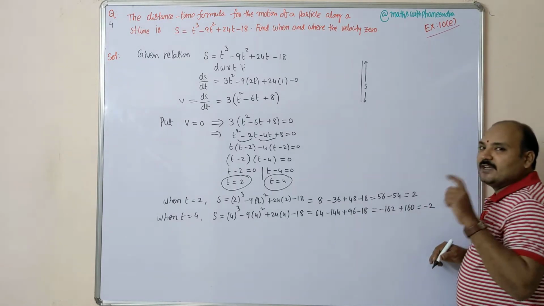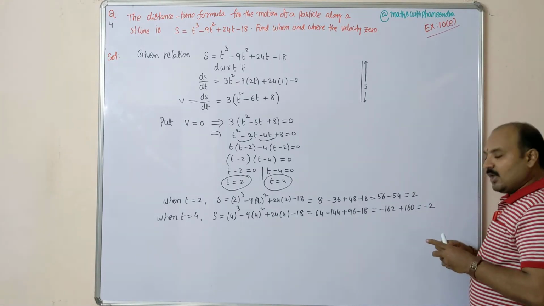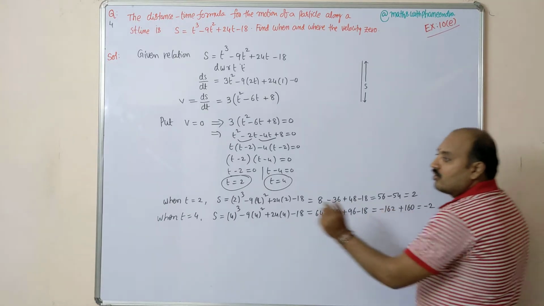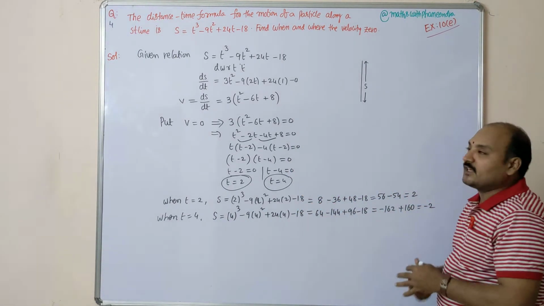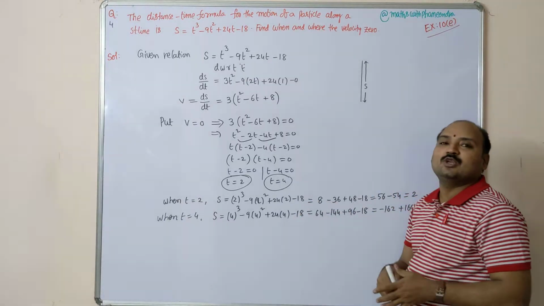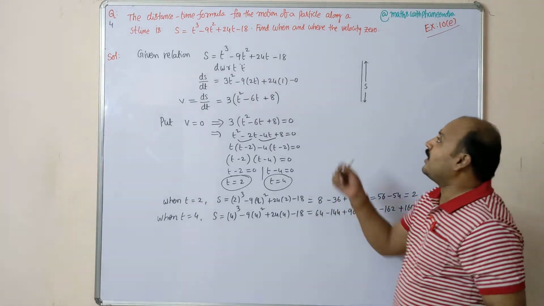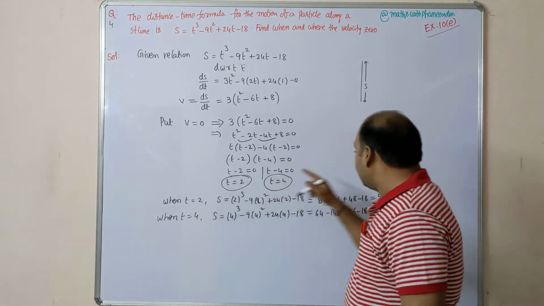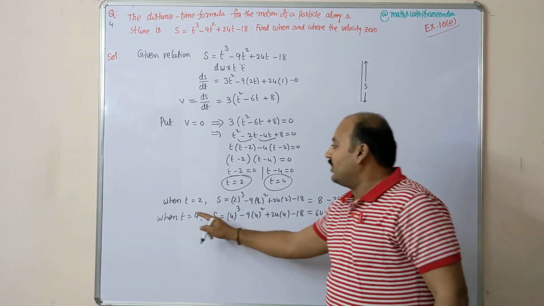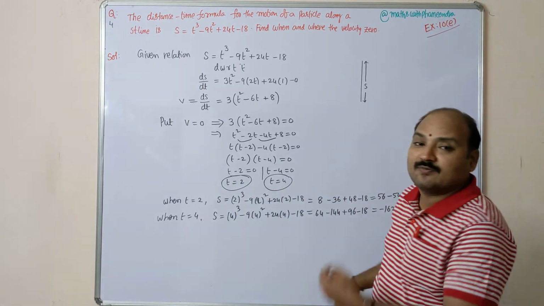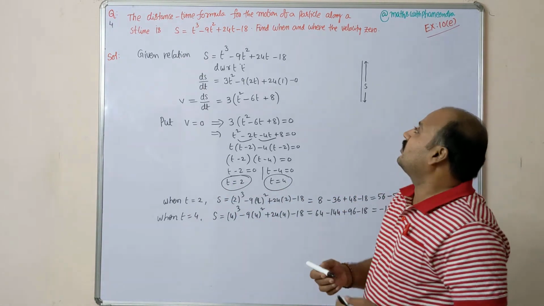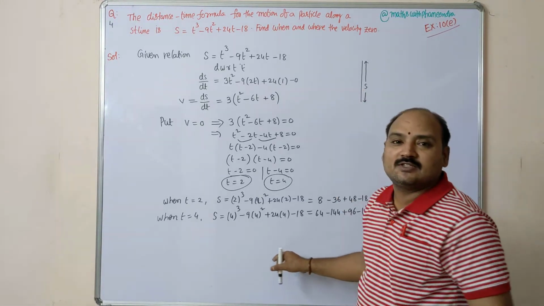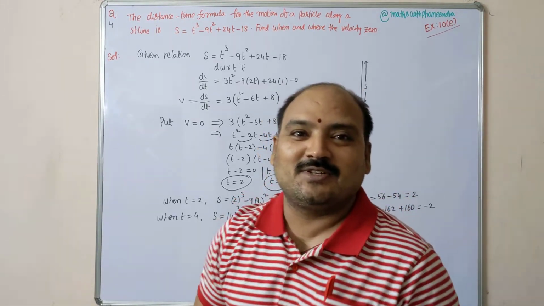Here minus 2 is the distance. It means the particle is traveling in the negative direction 2 units. When the time is at 4 seconds, the velocity goes to be 0. So when and where the velocity goes to be 0 means at t is equal to 2 seconds at the distance of 2, when t equal to 4 seconds at the distance of minus 2, the velocity goes to be 0. Hence the result. We'll move on to the next question.